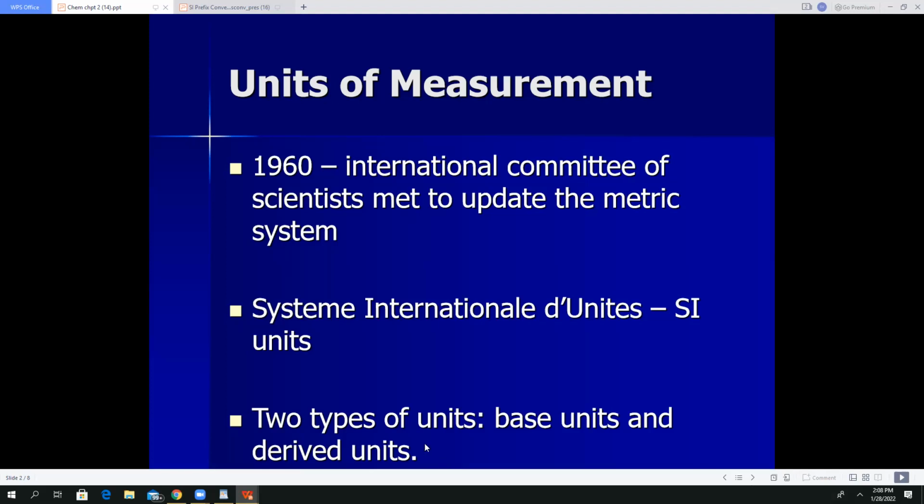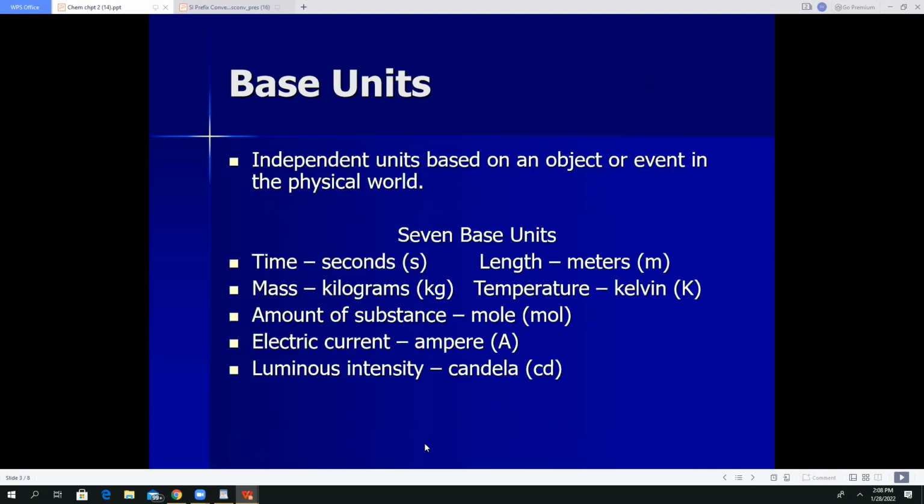And you always will have two different types of units. There are base units and derived units. Okay, so the base units are independent and they're based on just whatever parameter you're measuring on that object or on that measuring period. One of them would be time. Of course, you know time. But the base unit for time is seconds, and it's abbreviated s. Mass is kilograms, and of course, it's abbreviated kg.